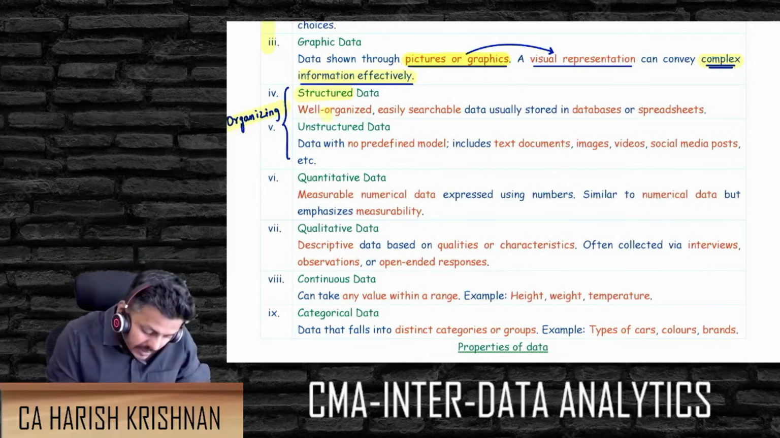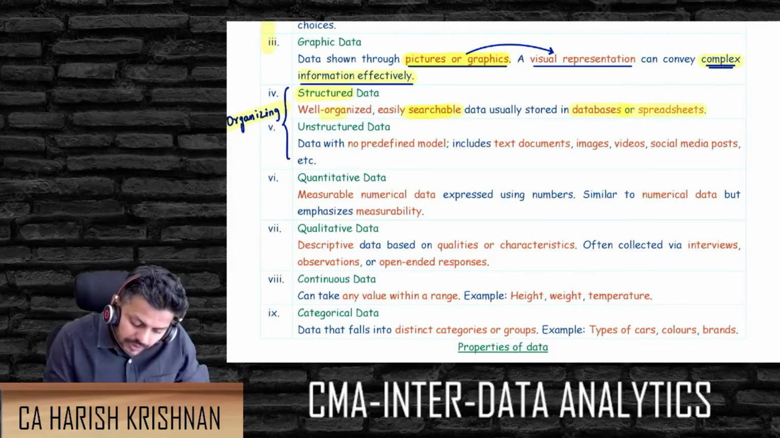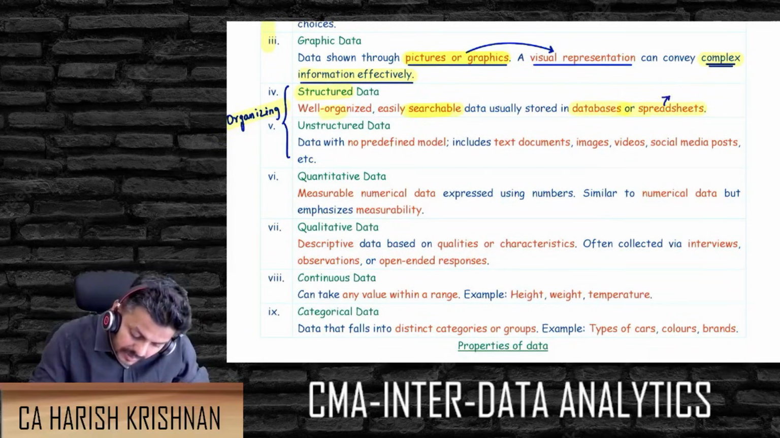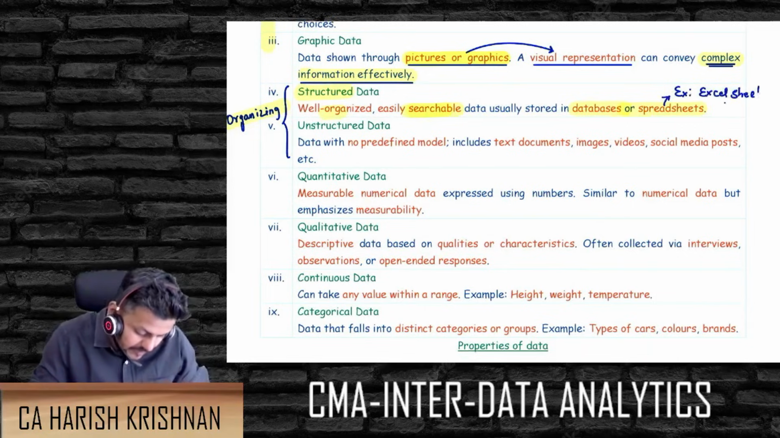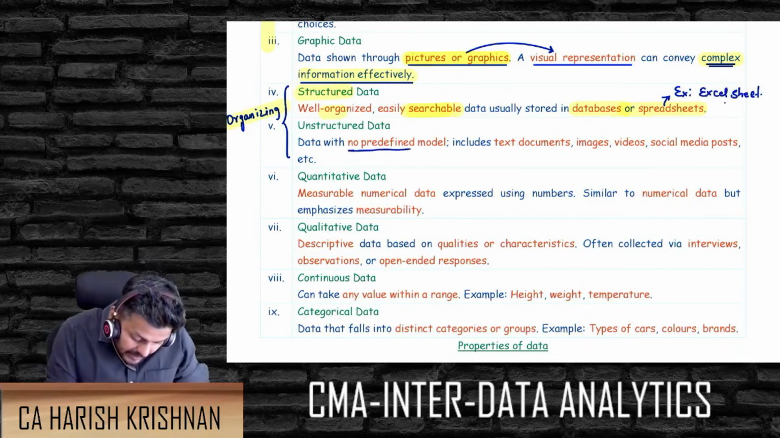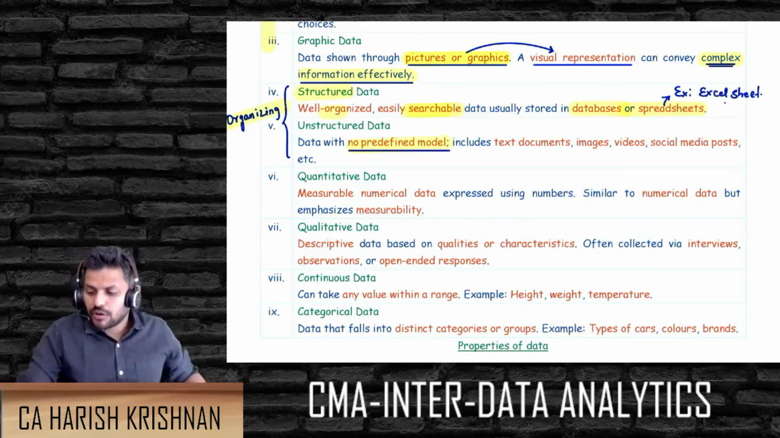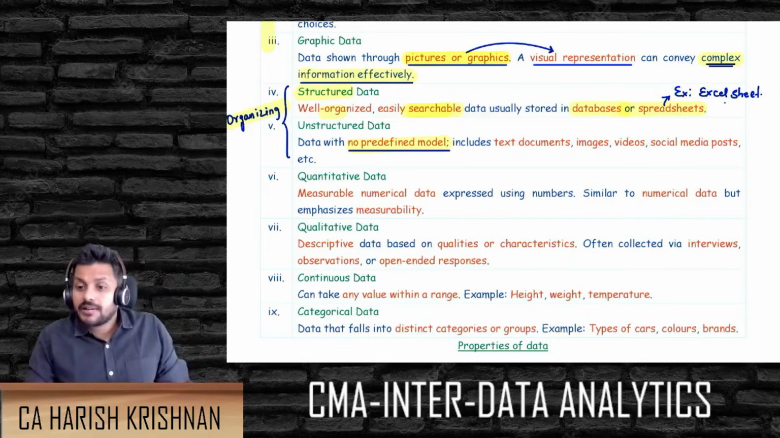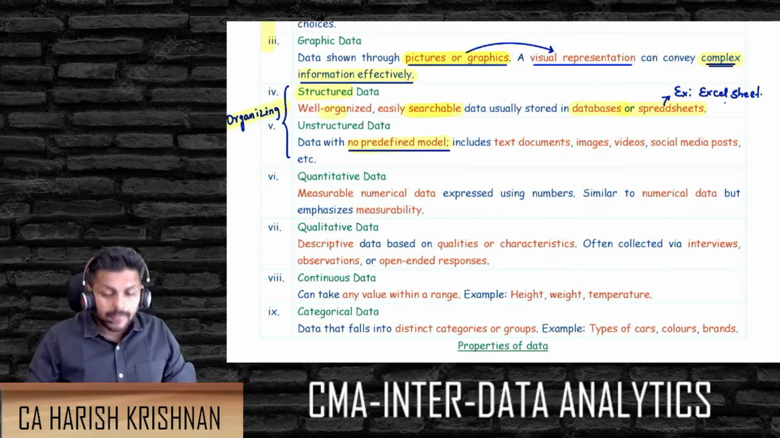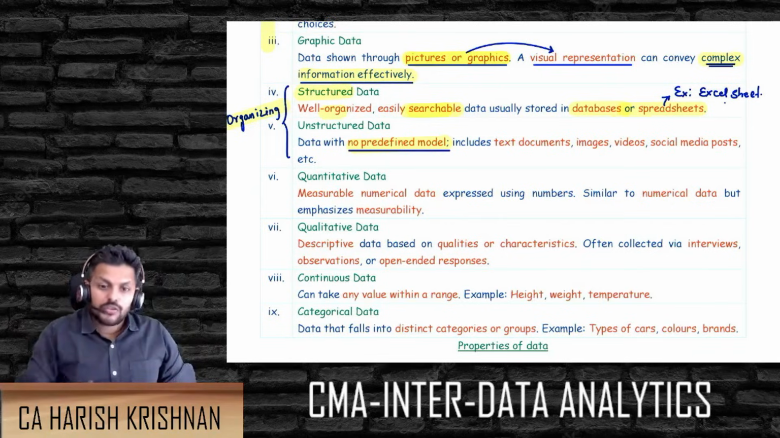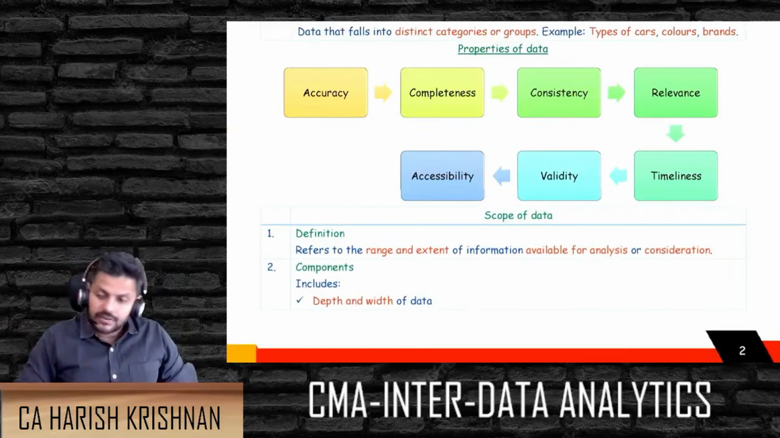Well organized, easily searchable data is usually stored in databases or spreadsheets. For spreadsheets, you can take an example, an Excel sheet. Any Excel sheet is a spreadsheet where you store data, easy to retrieve, right? Unstructured data is data without any predefined model. There is no predefined model. Like our school textbooks or college textbooks or any of this content, we will call it structured data. They're neatly organized, right? And in fact, in this very page of your book, you can see a little further, this is graphic data.